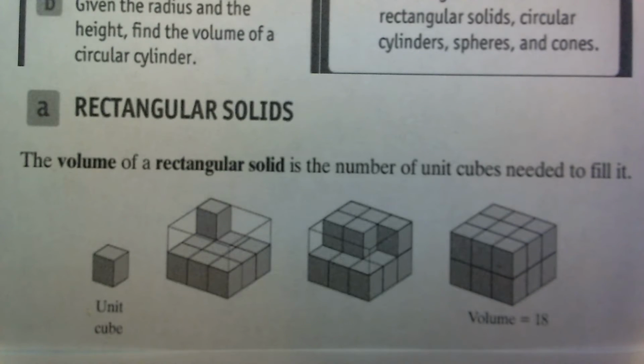At the most basic level, the volume of a rectangular solid is the number of unit cubes needed to fill it. So you see one unit cube. It could be 1 cubic centimeter or 1 cubic inch, but it's a unit cube. As we fill up the layers, we notice there are 9 on each layer, for a total volume of 18 unit cubes.